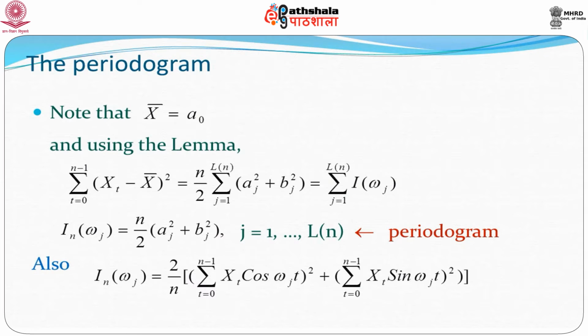Also, I_n(ω_j) can be written as 2/n times this expression, and now you notice that we are not using the expressions for a_j and b_j. We substitute the a_j's and b_j's, again use the lemma, and you can write it in this form, in terms of the original variables x_t. So, you can write the periodogram in terms of the original variables. You can derive it directly from the original variables. You do not need to estimate the a_j's and b_j's to get the periodogram.